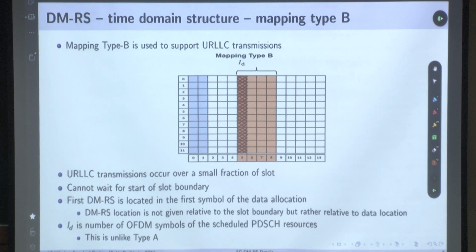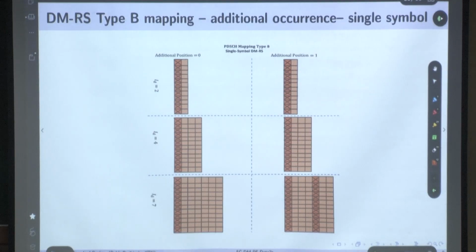And we saw this: if it is a single symbol DMRS transmission, and the PDSCH duration is 2 symbols, then there is no additional occurrence. If the PDSCH duration is 4 symbols, there is no additional occurrence. Then if it is 7 symbols, 1 additional occurrence is allowed.